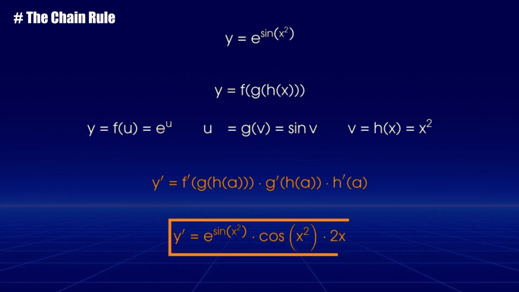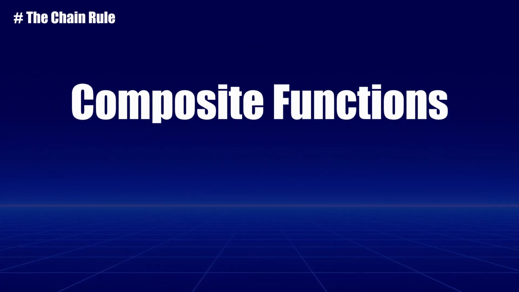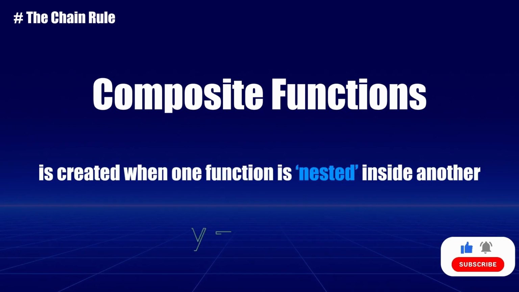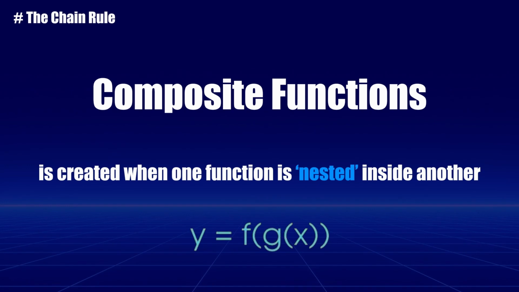One big misconception about the chain rule is understanding what a composite function really is. A composite function is created when one function is nested inside another. The chain rule gives us a way to differentiate these types of functions.